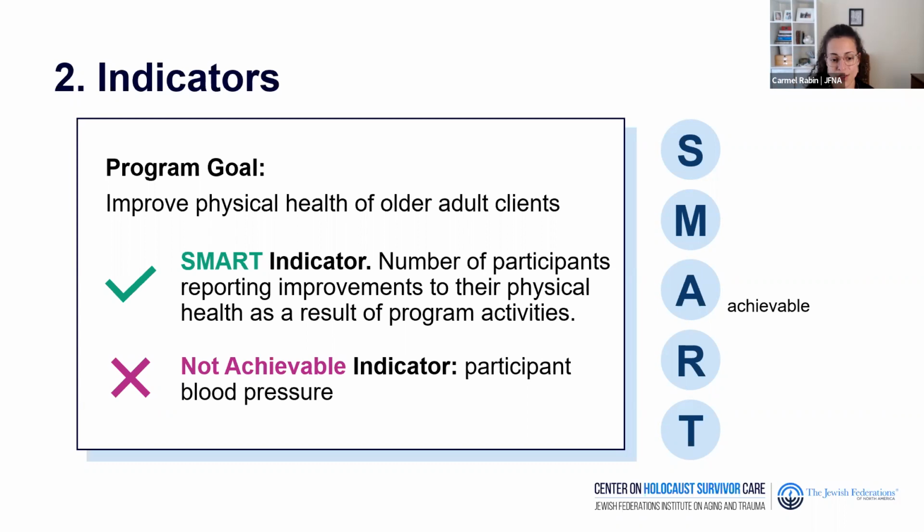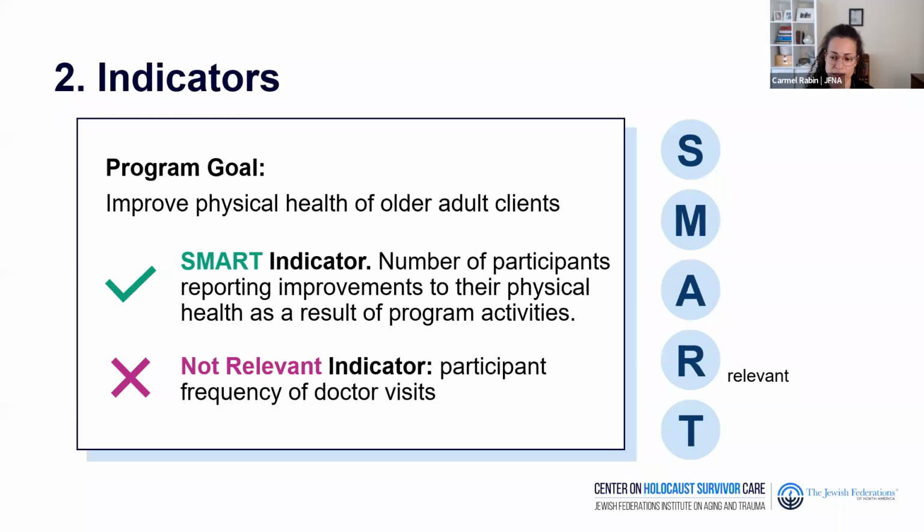However, a not so achievable indicator is listed on the bottom of the screen, participant blood pressure. Unless we regularly check the blood pressure of our participant group, it might actually require purchasing a blood pressure measurement device, and it might require additional time for our staff and our participants to do this measure. And ultimately, some participants might feel like it's too intrusive of an assessment, so it's not that achievable.